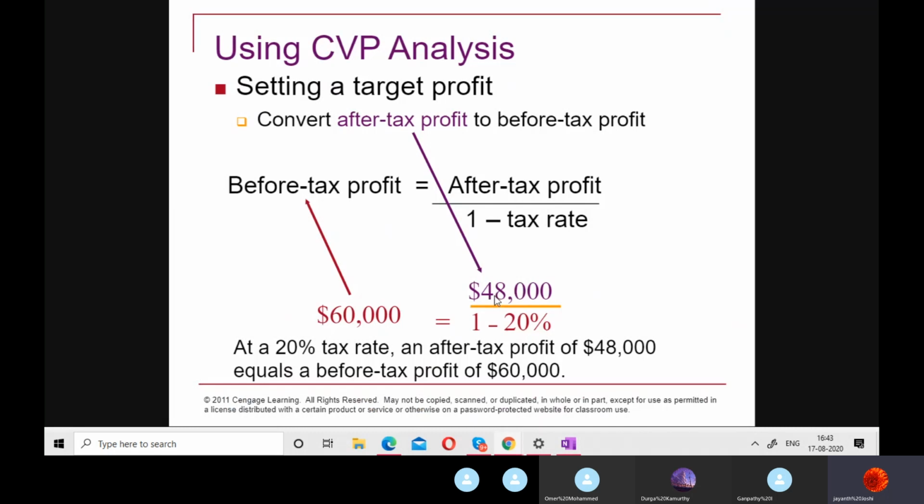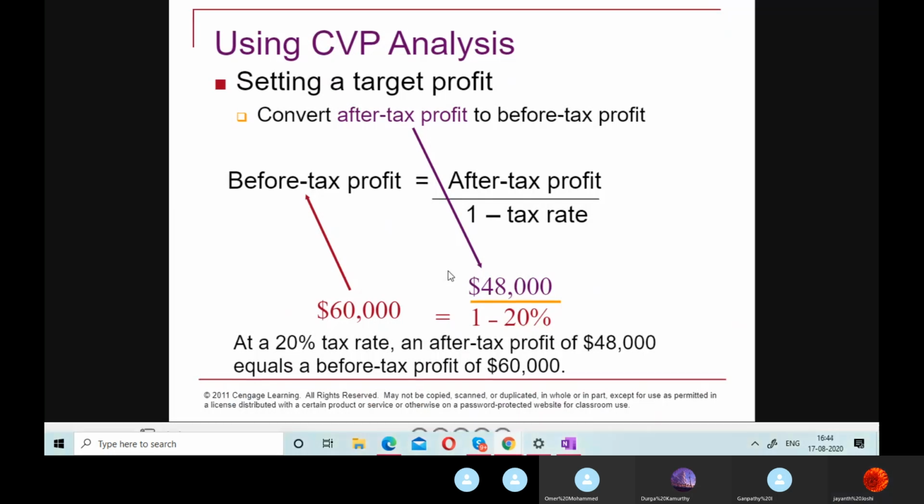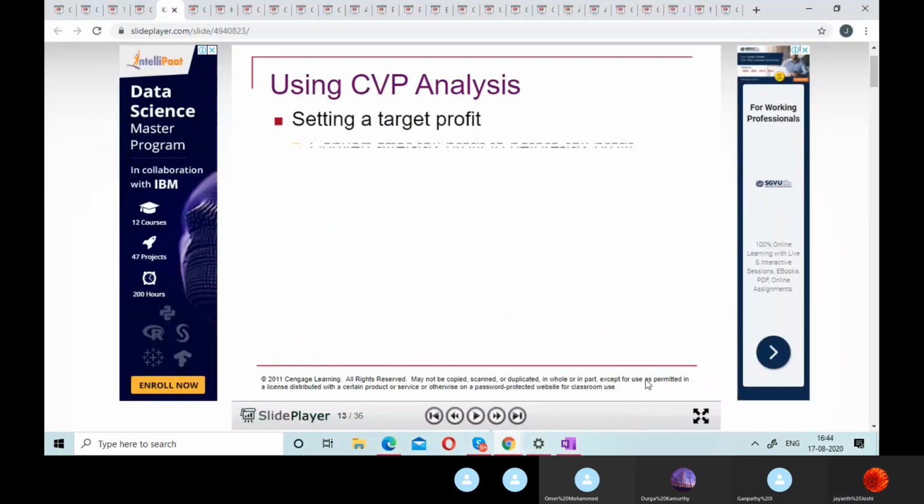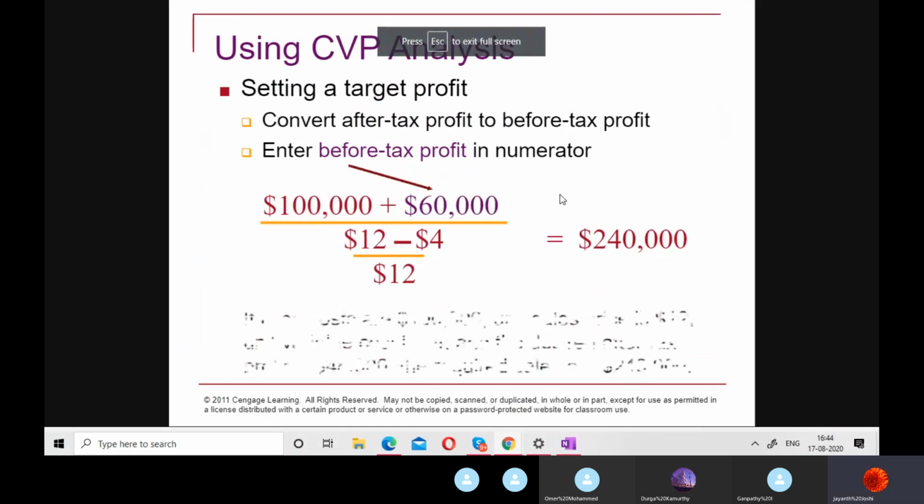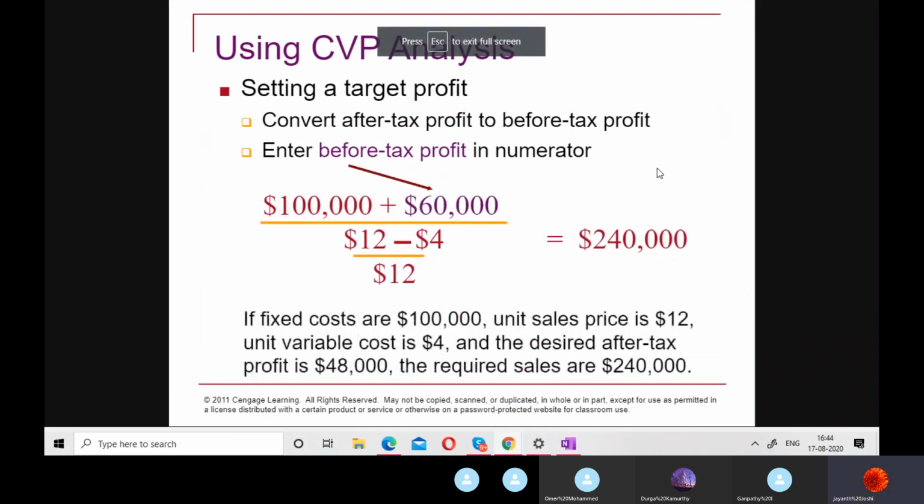Let's go ahead. Now CVP analysis, setting a target profit. Convert after tax profit to before tax profit. You people do this. Enter before tax profit and you can see the desired sales. This much if you sell, you will get a before tax profit of this much.